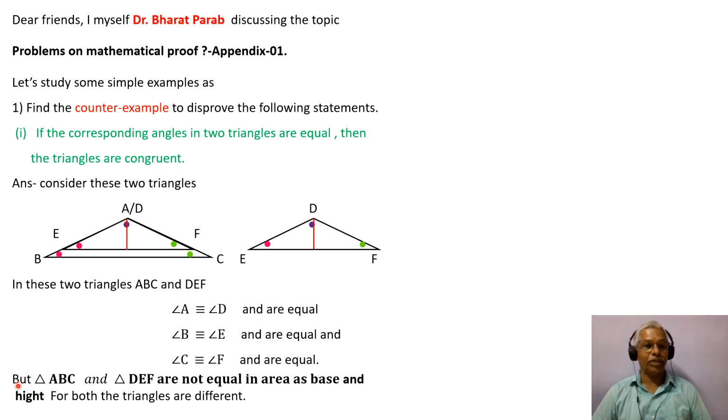Triangle ABC and triangle DEF are not equal in area, as the base and height of both the triangles are different. So this is a counterexample. That is how you have to tackle it.